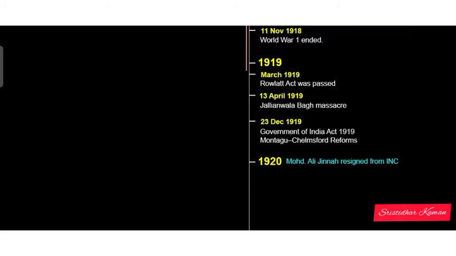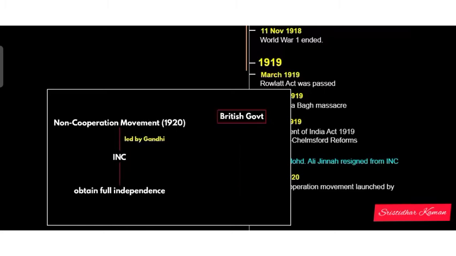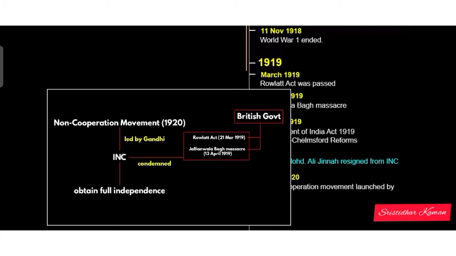But the main reason behind his resignation from Congress was that in 1920, the Indian National Congress under the leadership of Gandhi launched a movement of non-cooperation to boycott all aspects of British rule. The aim of this non-cooperation movement was to obtain full independence, as the Indian National Congress withdrew its support for British reforms following the Rowlatt Act and the Jallianwala Bagh massacre.